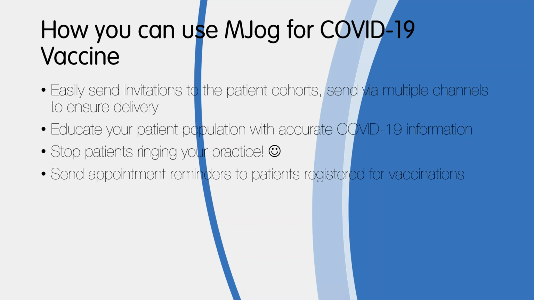Also, how can you send appointment reminders to patients registered for vaccination? We know that the COVID vaccine requires 2 appointments spaced 3 weeks apart. How do you organize that? How do you set that up in MJog? Brendan's going to go over that for you. And also with MJog, you can read code invitations and responses to the EMR. So MJog's the right tool for the job.